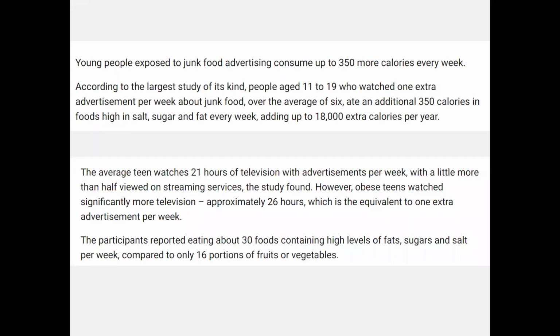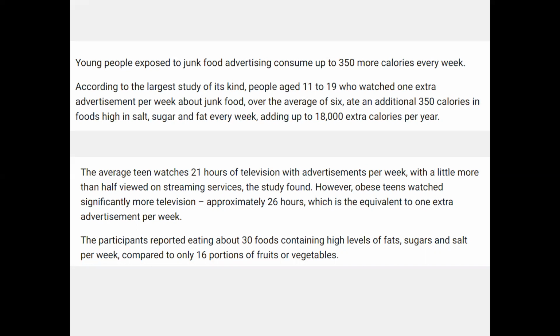So then I read a little bit further. And then they said, the average teen watches 21 hours of television with ads per week, and a little more than half on streaming services. However, obese teens watch significantly more television, approximately 26 hours, which is the equivalent to one extra ad per week. So what this tells me is that they didn't actually look at how many ads these teenagers were exposed to. They only looked at how many hours of television that happened to have advertisements in it that they watched per week.